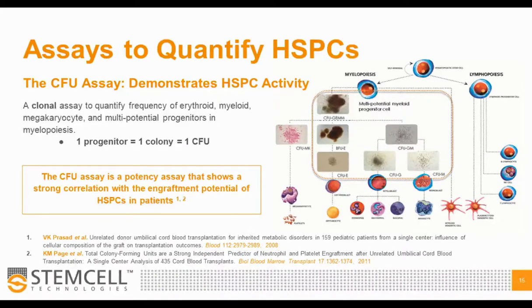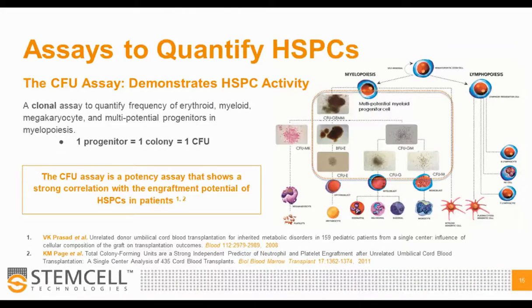You can also look at progenitors for CFU-MK to confirm that not only the cells are healthy and working, but if you've manipulated them, has any of that changed? So it's a clonal assay which makes it quantifiable, and it gives you the frequency of erythroid, myeloid, and platelet progenitors, megakaryocytes, in really the ratio of, if you have a progenitor, it's one colony and it's one CFU. So that allows you that measurement.